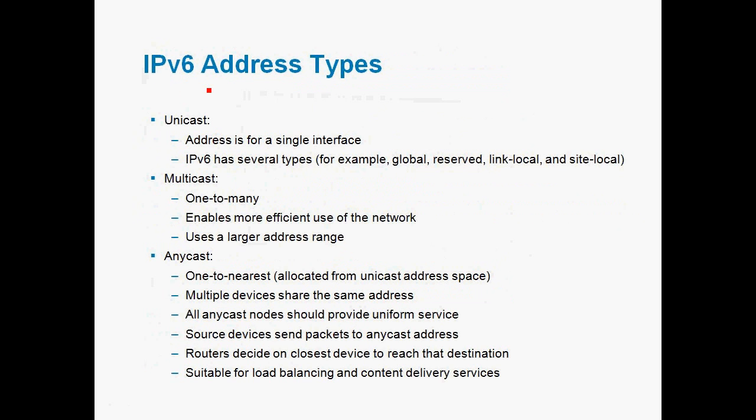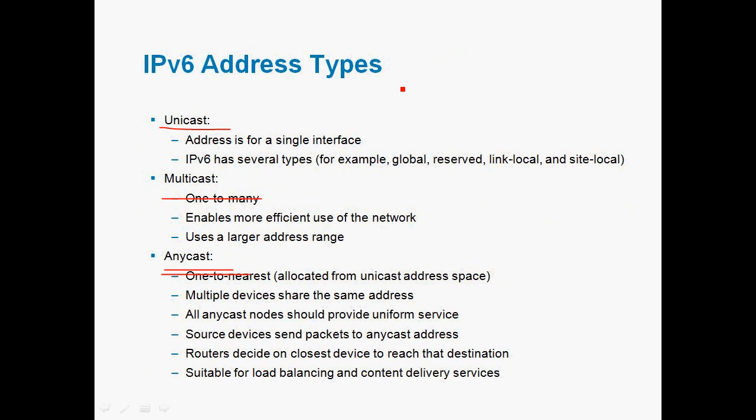IPv6 address types. There are 3 address types: unicast, multicast and anycast. Unicast means one-to-one mapping. Multicast means a group, and only within that group it is delivered. Anycast means one to nearest.